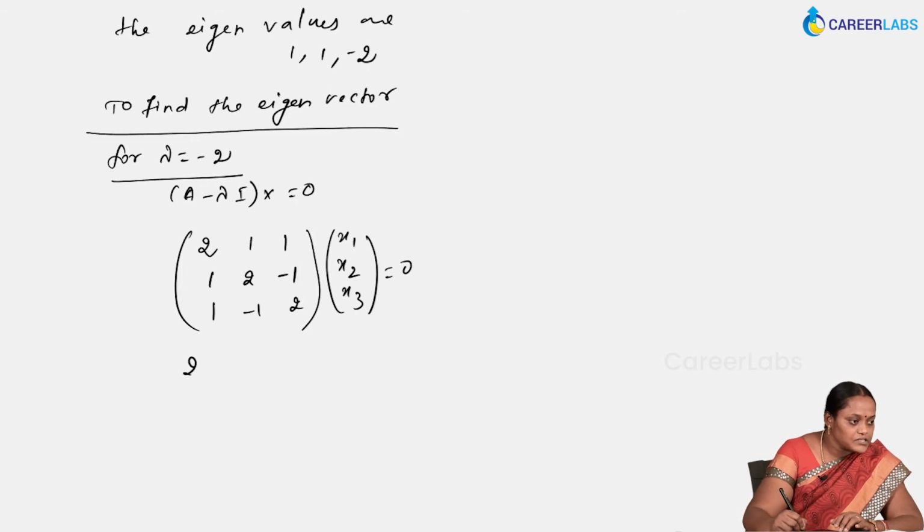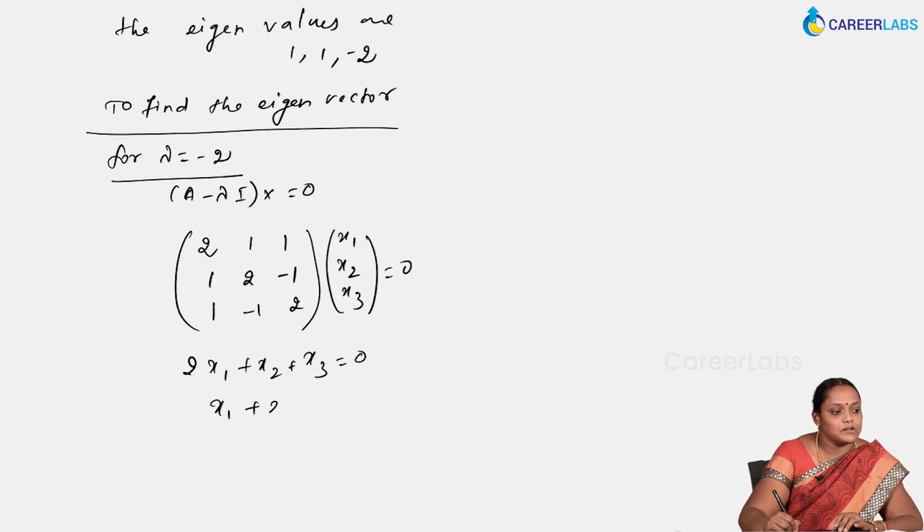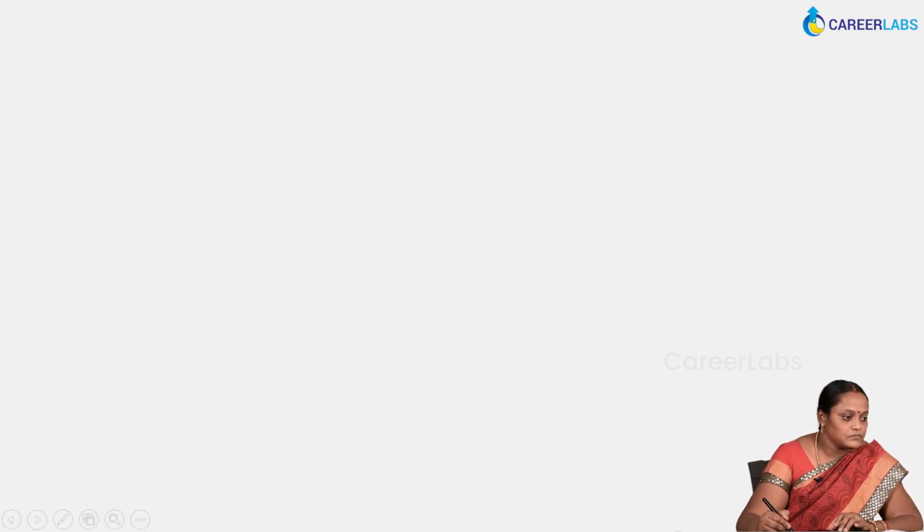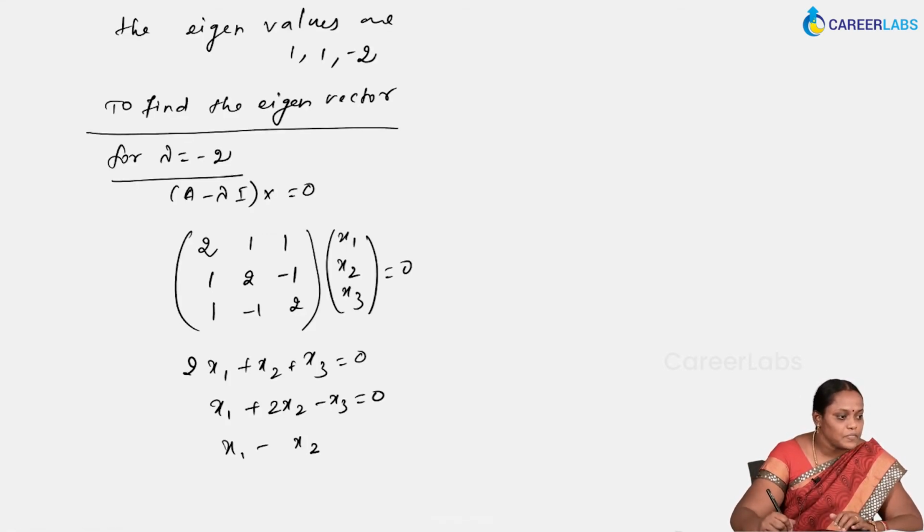So, let us write this in the form of equations. 2x1 plus x2 plus x3 is equal to 0. On the second row, x1 plus 2x2 minus x3 is equal to 0. And x1 minus x2 plus 2x3 equal to 0. All the equations are different equations.